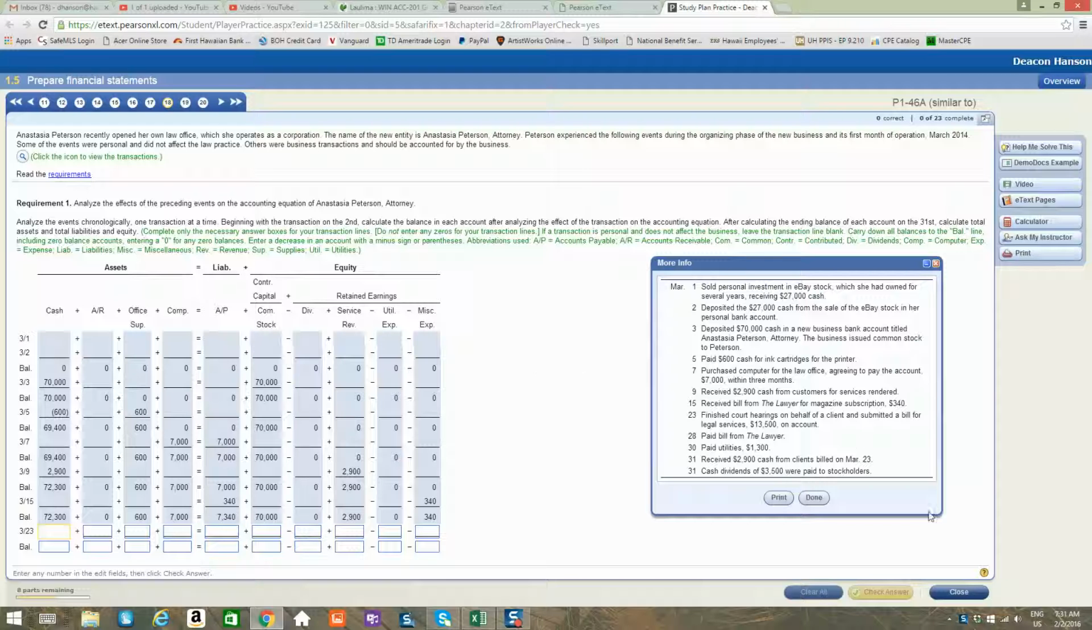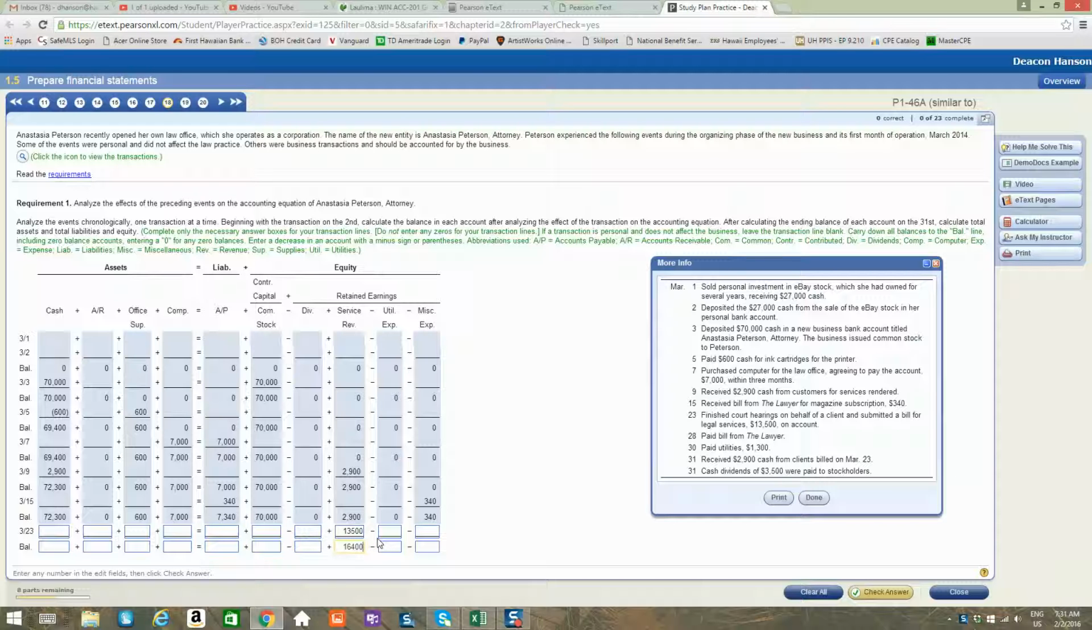Now on the 23rd, finished court hearings on behalf of a client and submitted a bill for legal services, $13,500 on account. So this means that we're billing the customer. We did not receive the cash, but we have earned revenue. Remember, at the point that we provide the service, the company has earned revenue. So I'm going to increase my revenue by $13,500. And then you might as well go ahead and tally that up. So you're going to have 16,400 total: 2,900 plus 13,500.